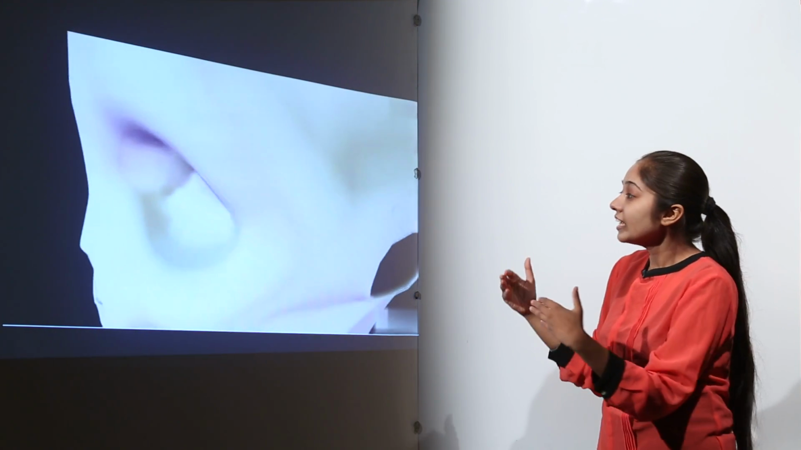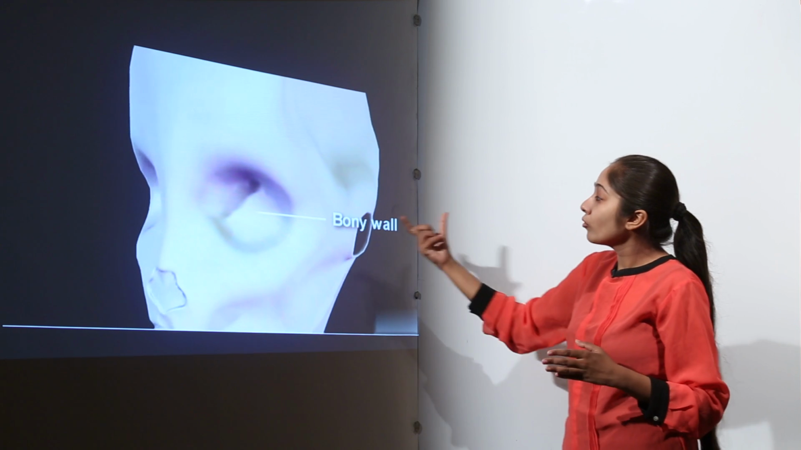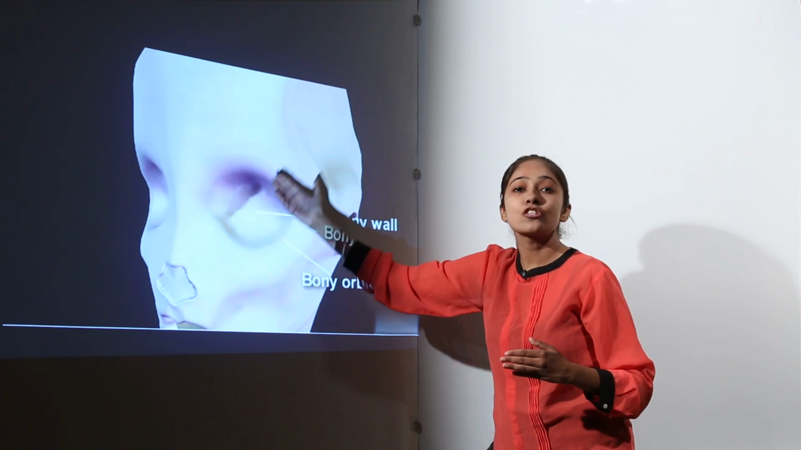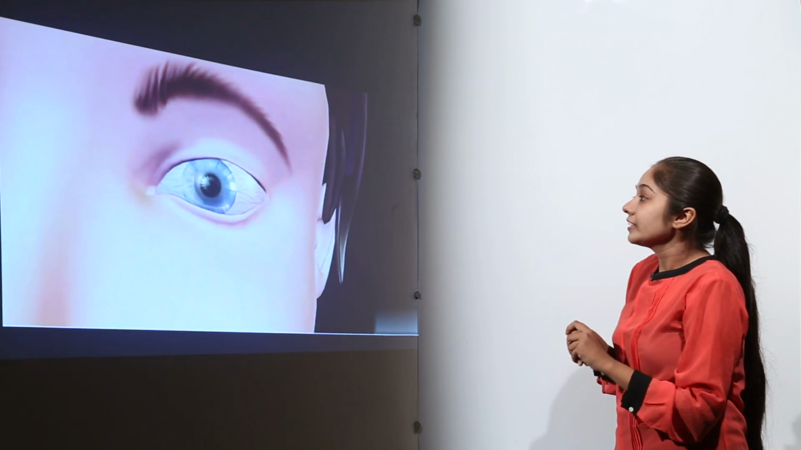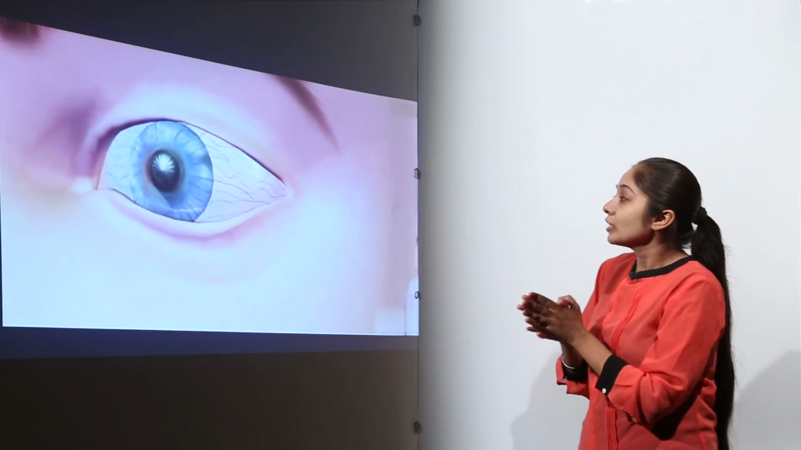This is how the eye orbit is, the bony wall and the bony orbit. This is the eye socket in your skull where the eyeball sits. This eyeball is covered with some adipose tissue for protection, remember that.